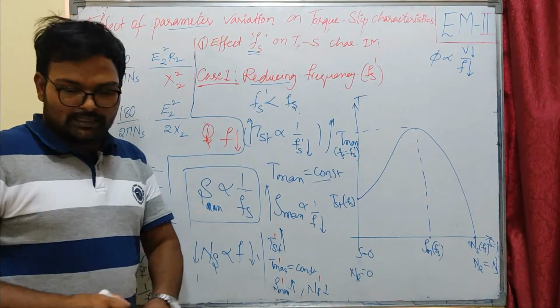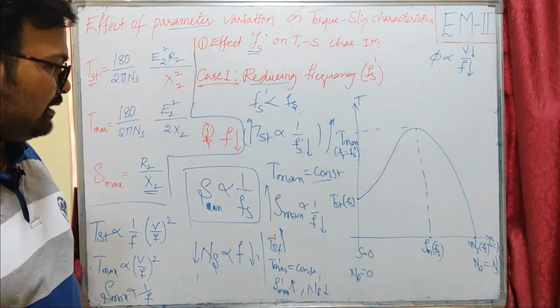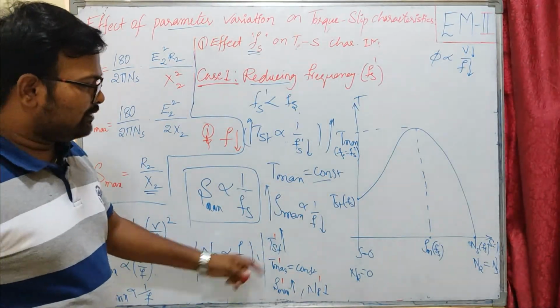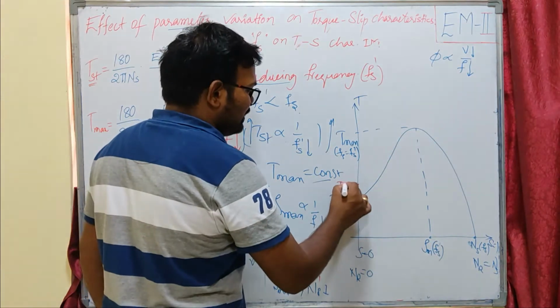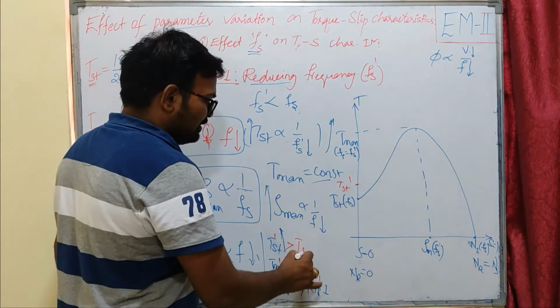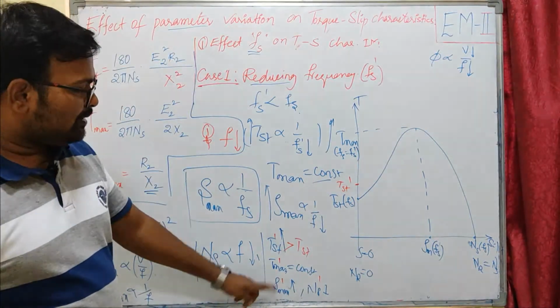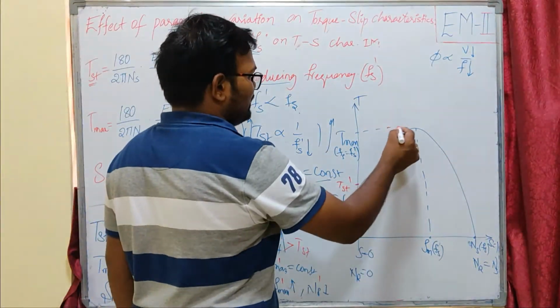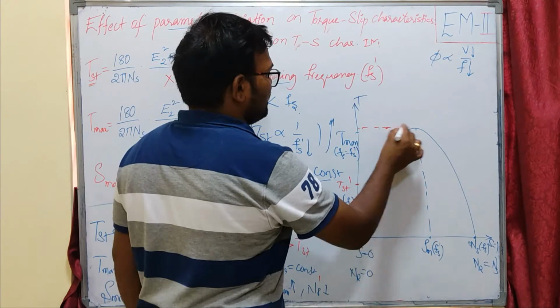Now let us see the curve after reducing the frequency. What is happening to the starting torque? It is increasing. So our starting torque after reducing the frequency is increasing, which means our TST dash is greater than TST. And what is happening to maximum torque? It is constant. It is somewhere on this maximum torque line.